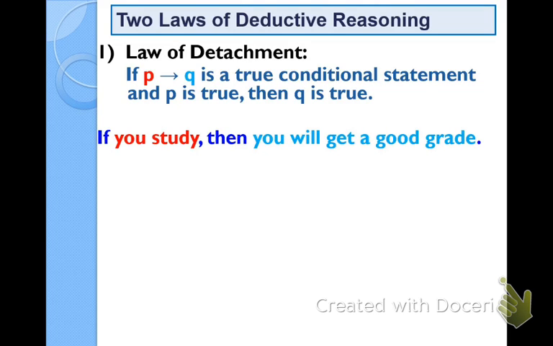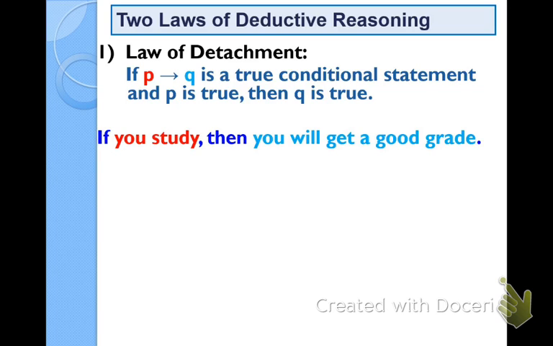Here is going to be our example. If you study, then you will get a good grade. Okay, so it's not on this paper. We're just making a statement, okay? If you study the right things, then you would make a good grade. If you study the wrong things... Okay, so if you study, then you will get a good grade.